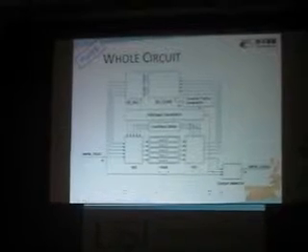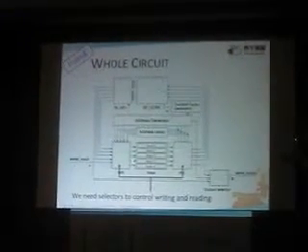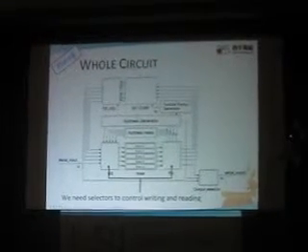Okay, let me show you four stages of our system. In order to control this private memory architecture, we need 2 selectors to control writing to this RAM and reading from this RAM.